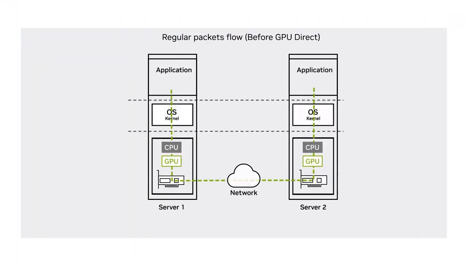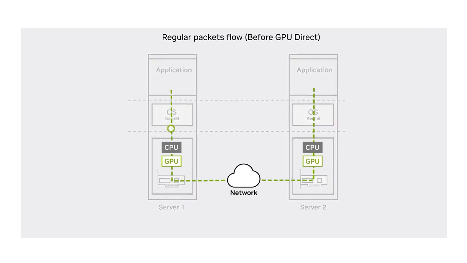In order to understand GPU Direct RDMA, let's look at the regular packets flow first. Packets are received from a remote node by the host channel adapter. The packets are sent via the PCI bus and copied to the system memory. Packets are handled by the CPU and then copied again to the GPU memory via the PCI bus.